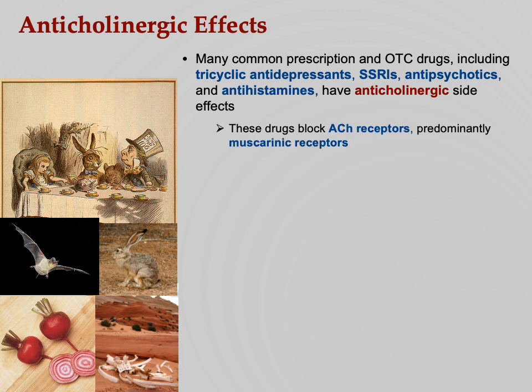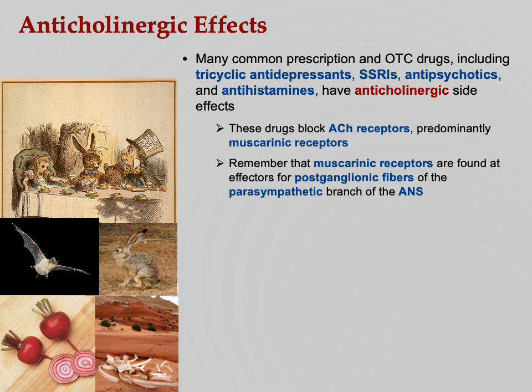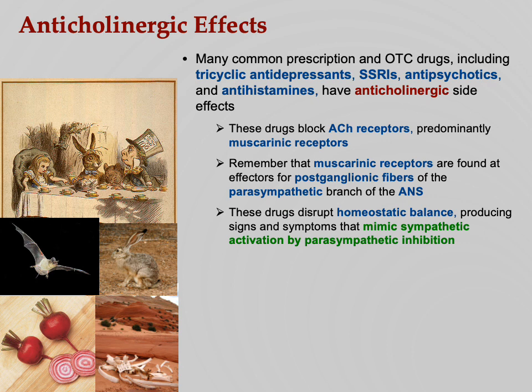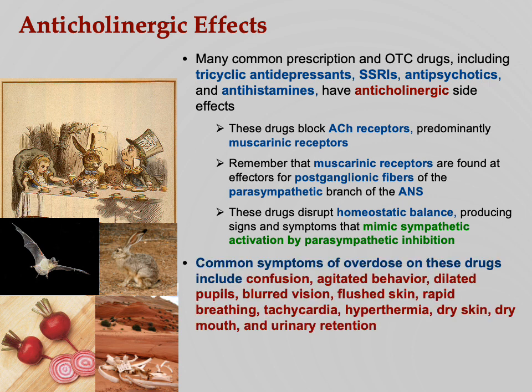All right. So, these drugs block acetylcholine receptors, predominantly the muscarinic. Remember, muscarinic found at postganglionic parasympathetic. So these drugs disrupt homeostatic balance. By inhibiting parasympathetic, you end up with effects that mimic sympathetic. All right. Common symptoms include confusion, agitated behavior, dilated pupils, blurred vision, flushed skin, rapid breathing, tachycardia, which is fast heart rate, hyperthermia, all right, you're overheating, dry skin, dry mouth, and urinary retention. So look at those just briefly. You should be able to figure those out.